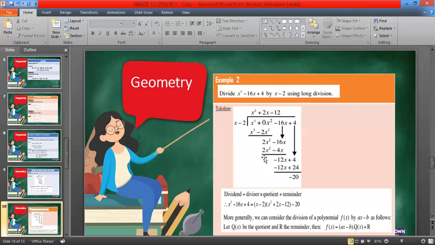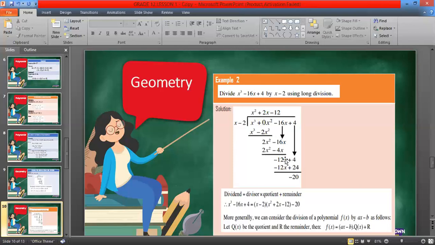So 2x squared minus 2x squared gives you 0, so nothing is remaining there. Then negative 16x minus negative 4x gives you negative 16x plus 4x, and that will be negative 12x. Then lastly, you pull down the last term, so you have negative 12x plus 4.